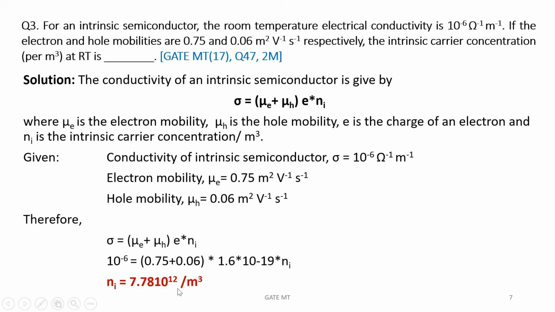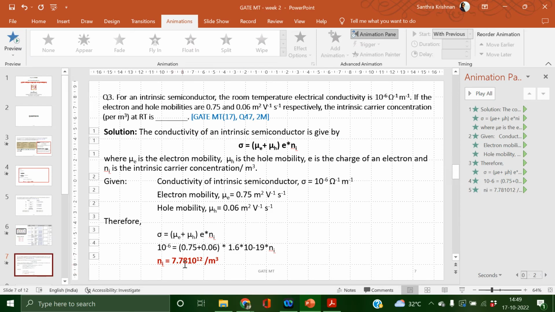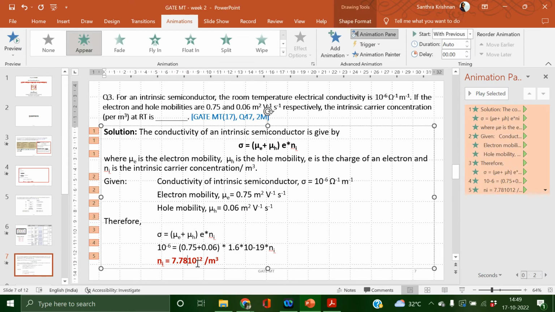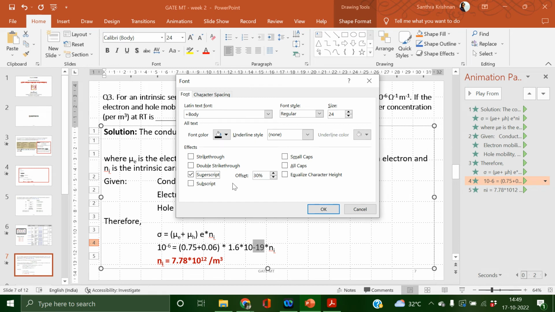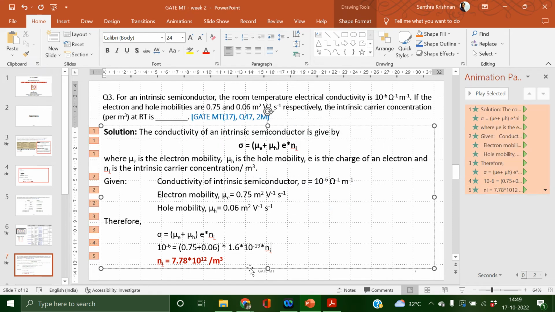Actually, I would like to correct it right now so that I don't forget later. Just give me a moment to correct it into 10 power 12, as a superscript value. So now it's correct: 7.78 into 10 power 12 per meter cube. That is the intrinsic carrier concentration that we require.